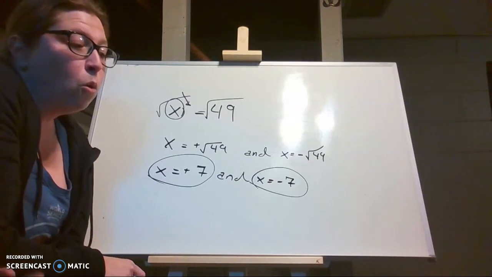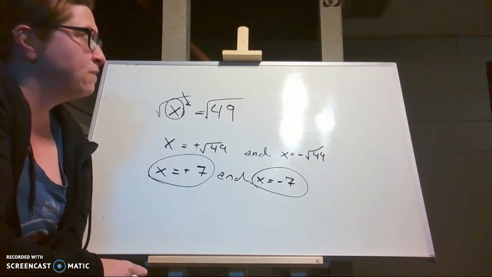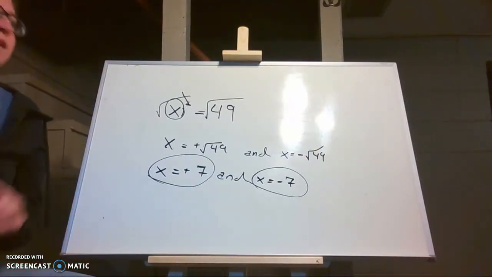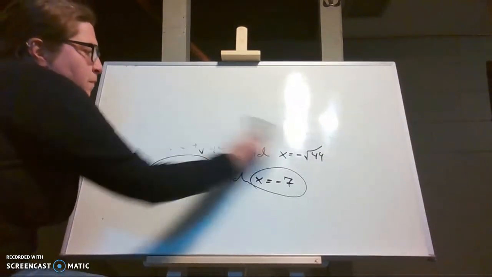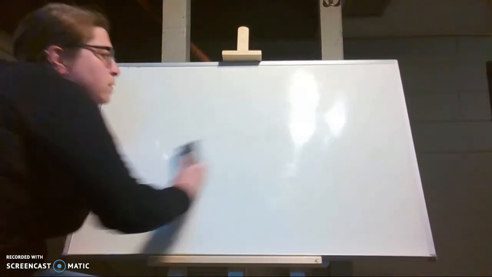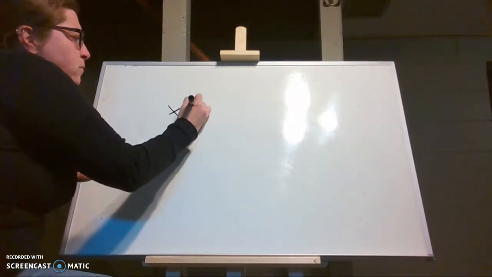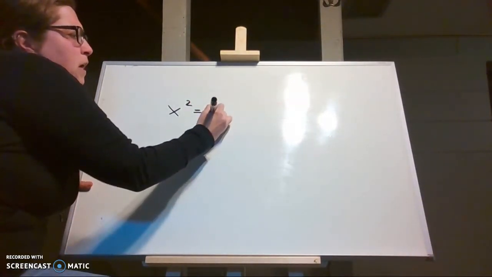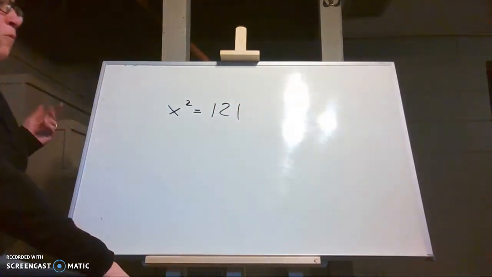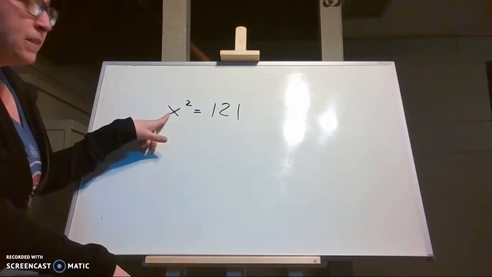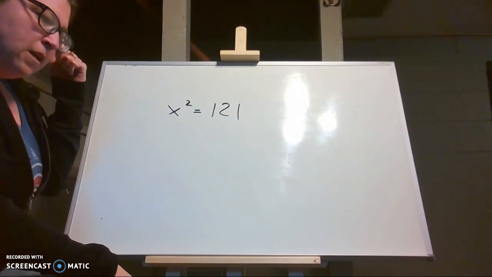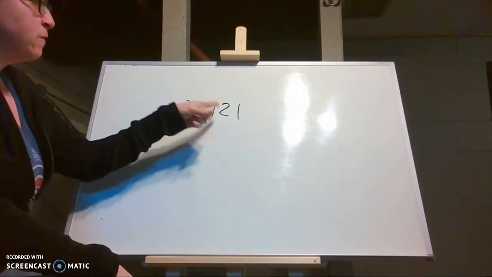Okay, so I did a whole lot of explaining there, but I want to show you how simple this really is. All right, so let me give you another problem. Let's say we have x squared equals 121. Okay, cool. Remember, I want to get x by itself, because essentially what I'm asking myself is, what number, when I square it, gives me 121?